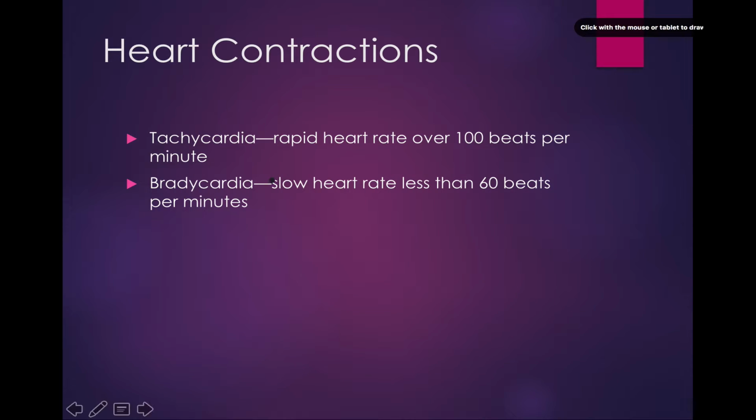Sometimes you have a couple of different types of heartbeats. Tachycardia is when you have a rapid heartbeat over 100 beats per minute. Bradycardia is when you have a really slow beat. This is less than 60 beats per minute. I don't know, did I say 100 beats per second? I hope I said minute, but now that I'm thinking about it, I might have said seconds here.